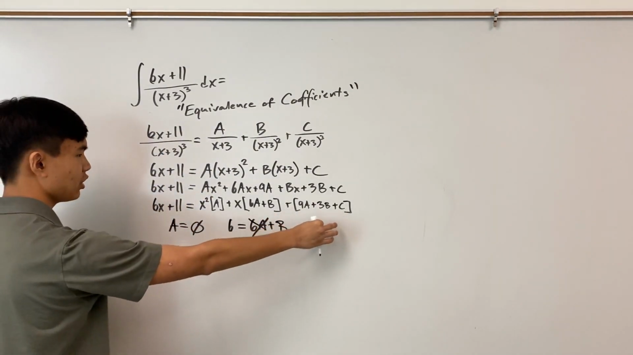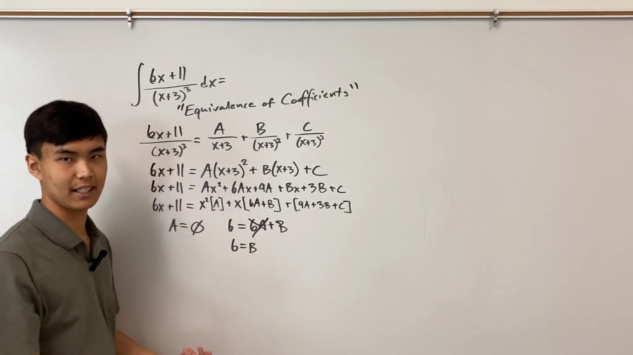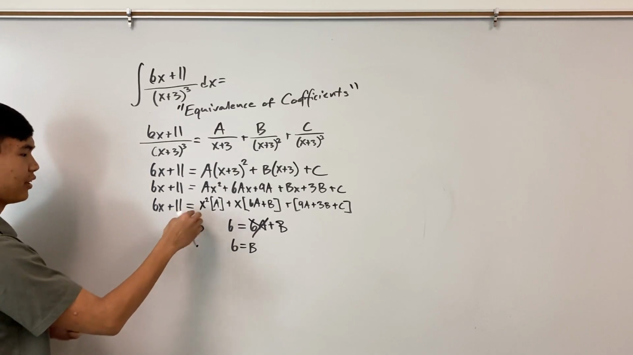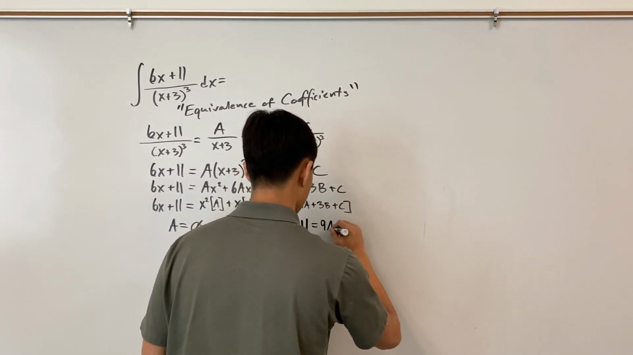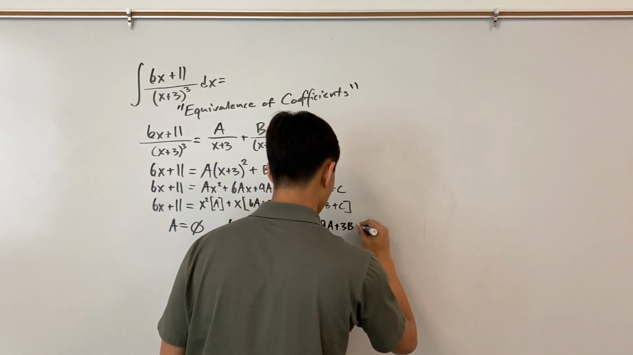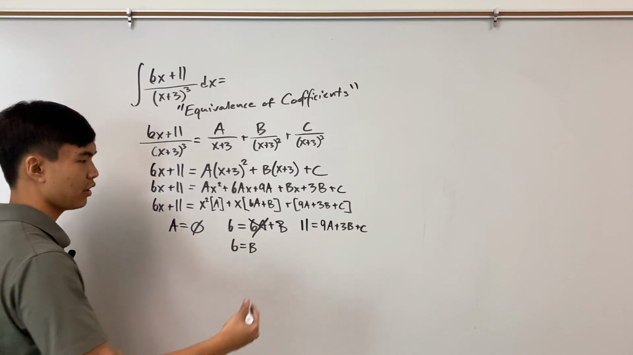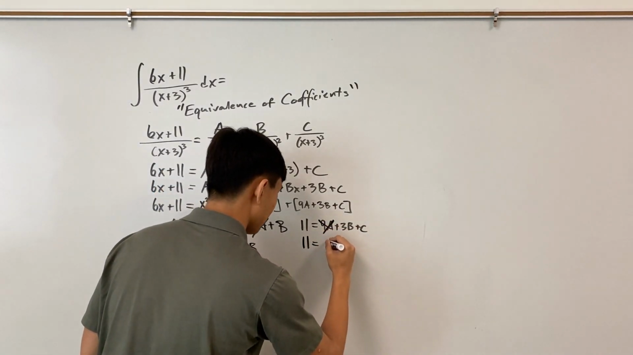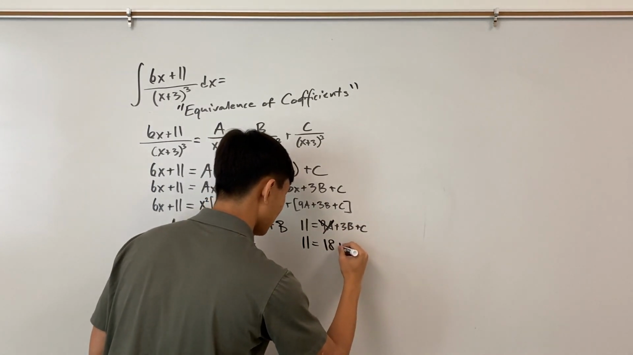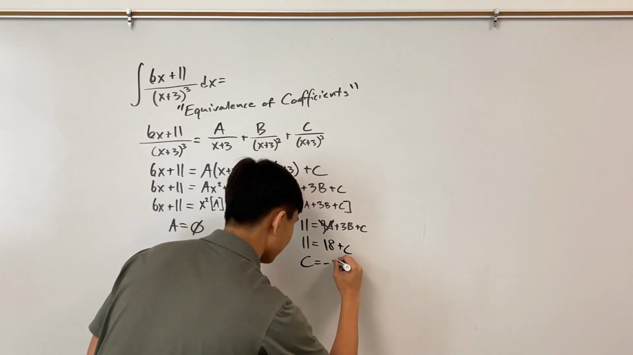Now for the constants, we see that the constant term on the right is 9a plus 3b plus c. But on the left, it's 11. So we know 11 must equal 9a plus 3b plus c. And now, using these two pieces of information that we found earlier, we can simplify this to 11 equals 0 plus 18 plus c. And we can see that c equals -7.